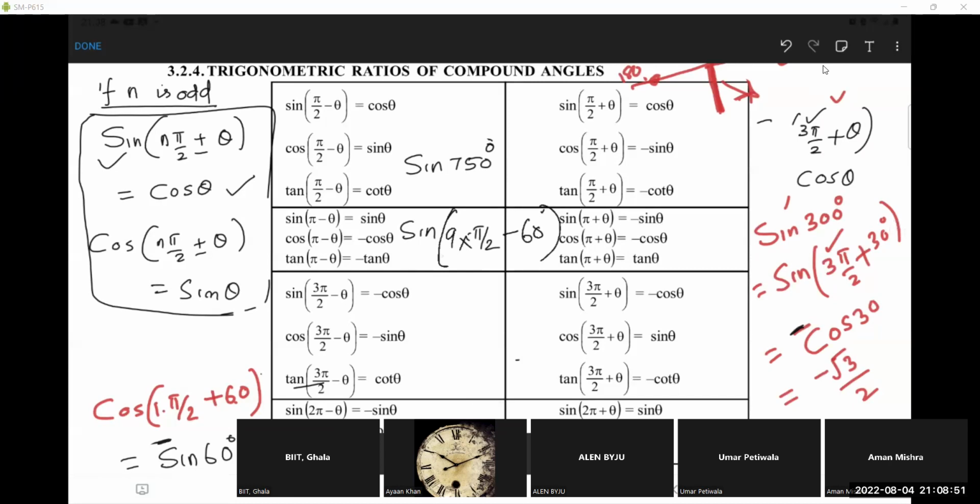So 9 is an odd number. What will happen? Sine will give a cos. So I can write this as cos 60. Now I want to find in which quadrant it lies. And now I check here.